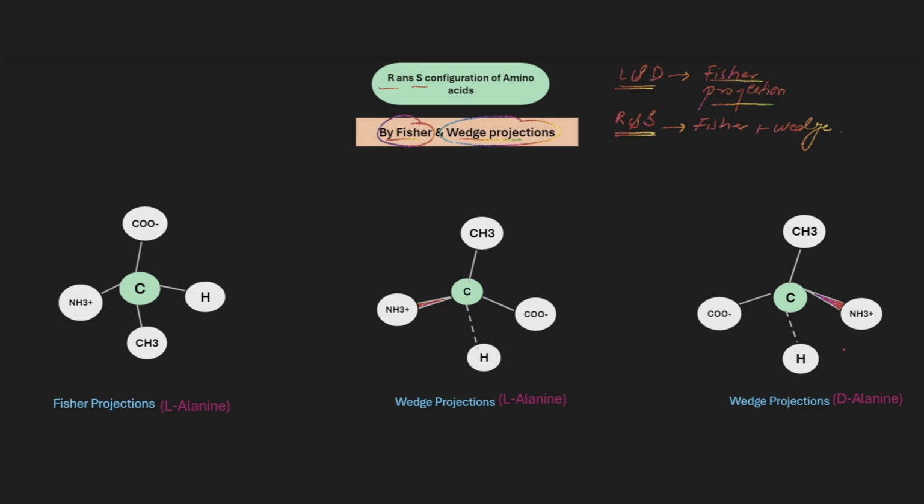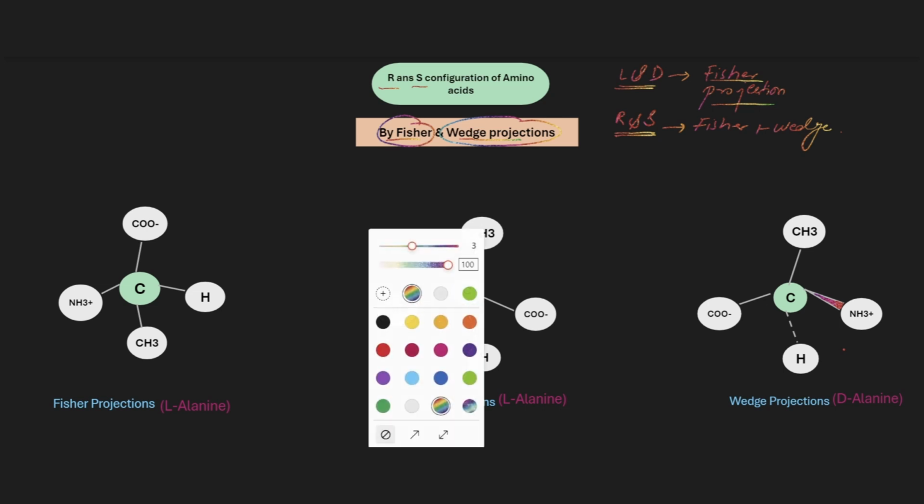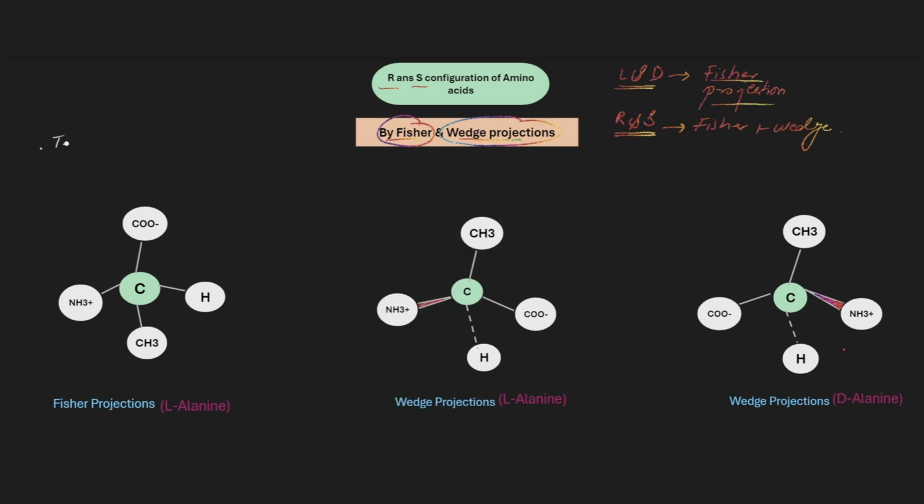Fisher projections are a kind of projection which show that amino acids exist in tetrahedral symmetry. In order to represent the amino acids in the tetrahedral symmetry, Fisher projections highlight or show the position, or rather the presence, of the four important functional groups with respect to the chiral center of the amino acid.